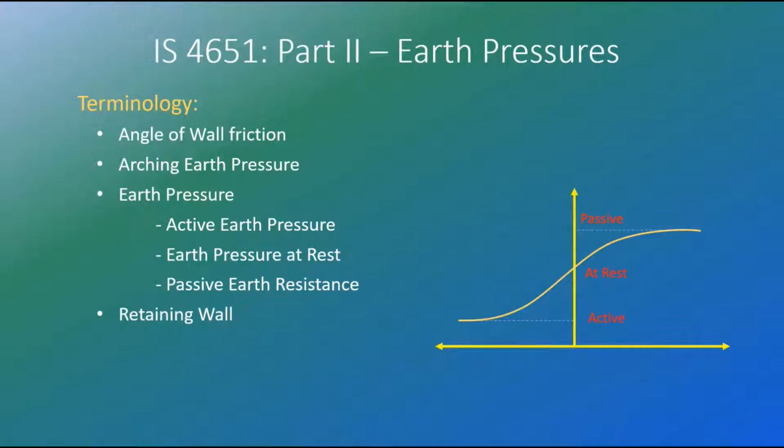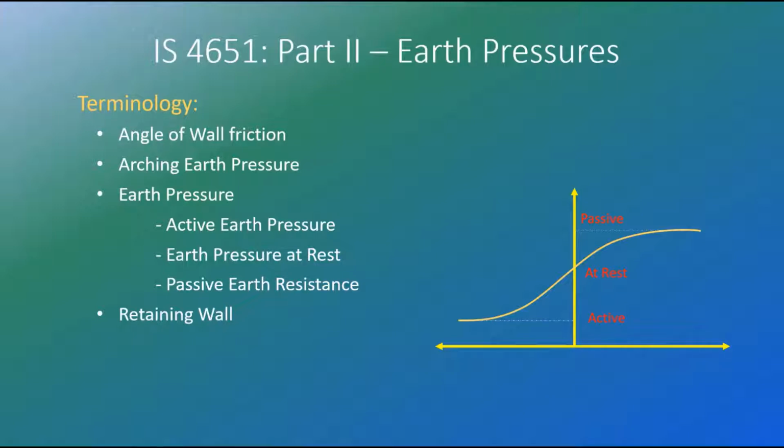First is angle of wall friction. This is the angle normal to the wall arising due to roughness of the wall's surface. Next is arching earth pressure. This is a condition where movement of the top of the wall is restricted and there is movement only at the base. Earth pressure exerted in this condition is known as arching earth pressure.